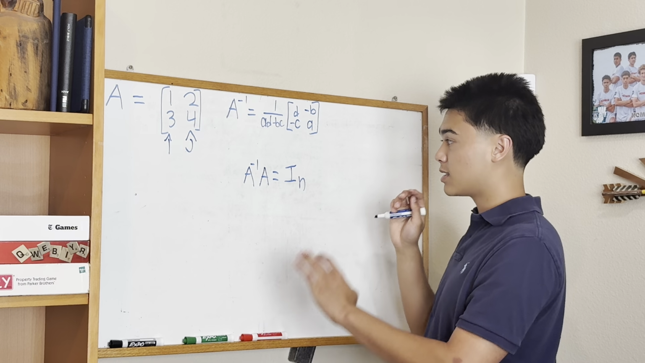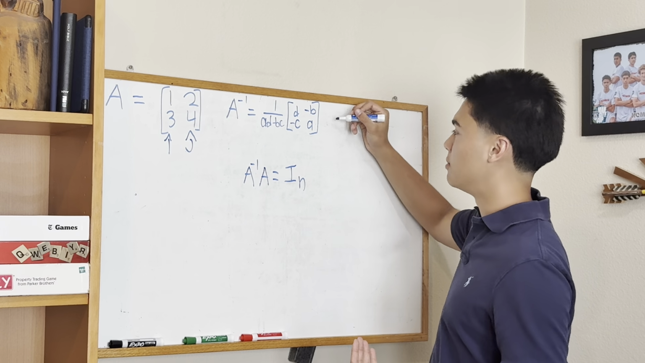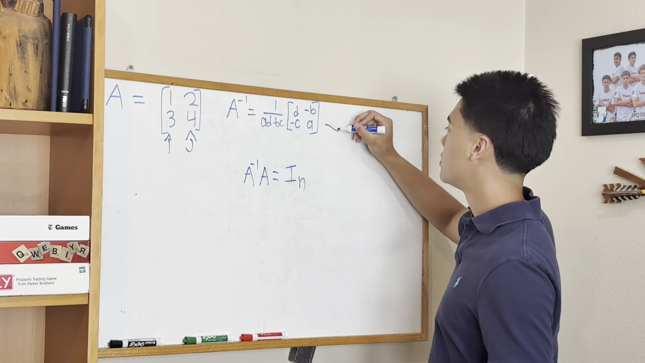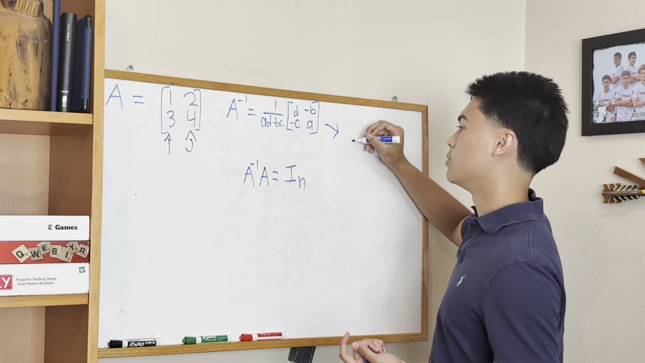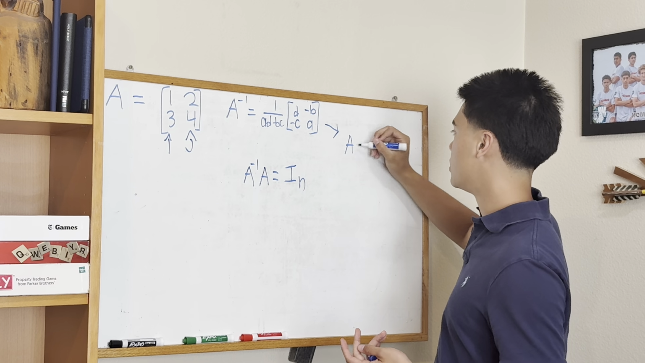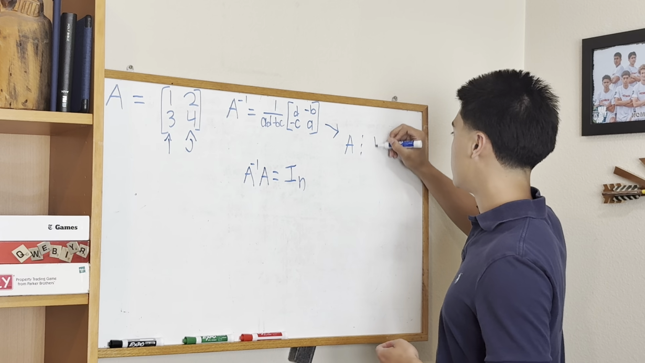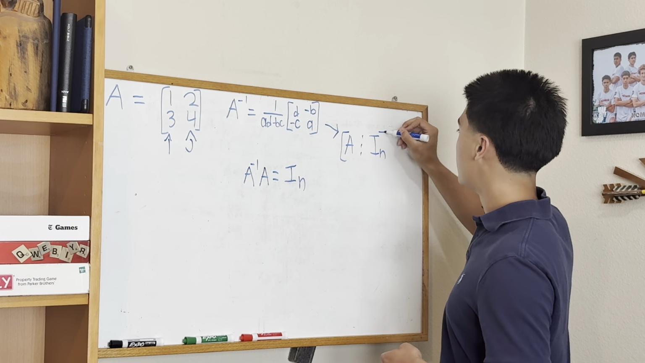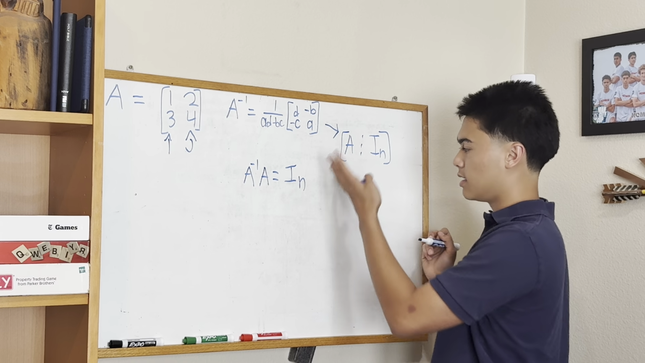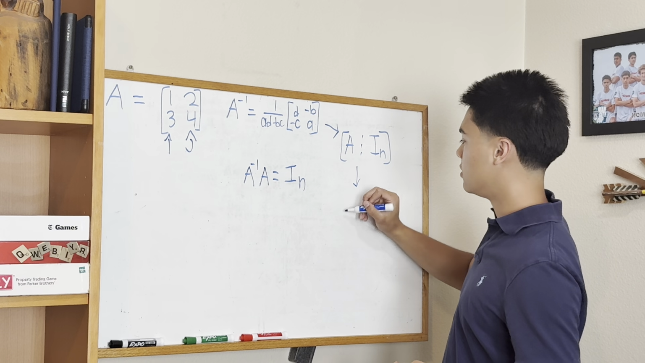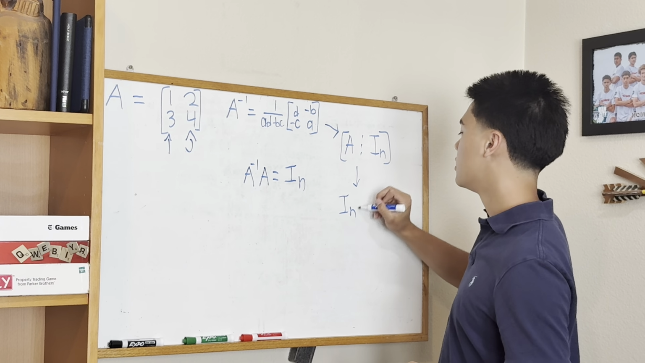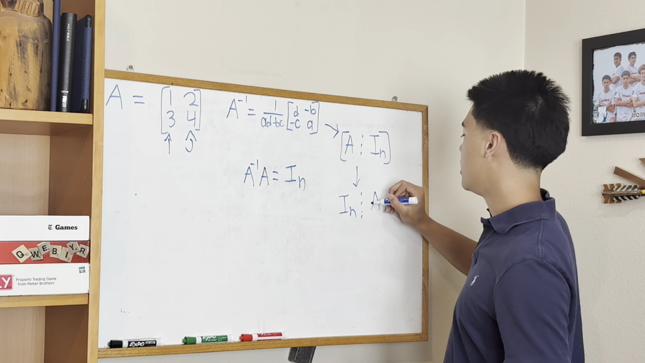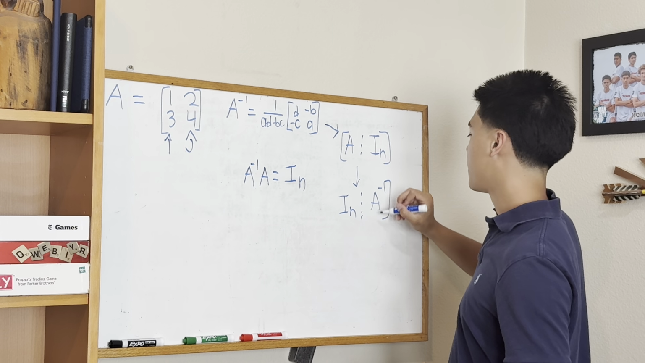But if your matrix is higher dimensions, it's not as simple. What you have to do is row reduce. You would row reduce A augmented with the identity matrix of its dimension, and you want to turn A into the identity matrix. After you do this, you would get I_n with A inverse on the right side.